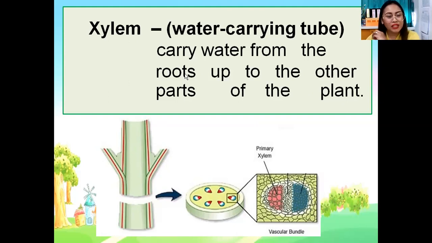What is the function of roots? Can you remember? Roots absorb water from the soil. So the water is in the roots. So the function of xylem is to get that water from the roots and give it to the leaves and to the fruits and flower. So that's why xylem is the water carrying tube, because it carries water from the roots. Not from the leaf, because leaf does not absorb water. Only the roots absorb water from the soil.